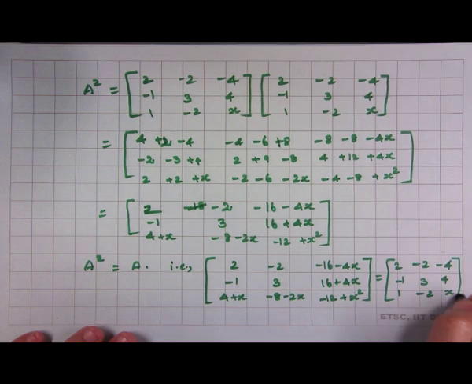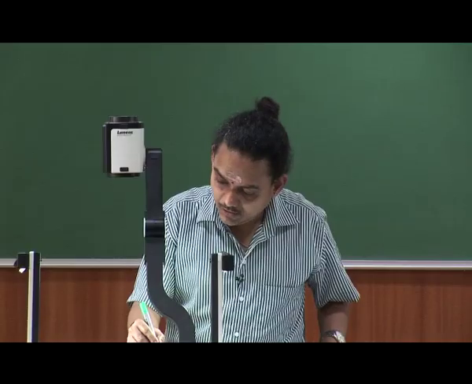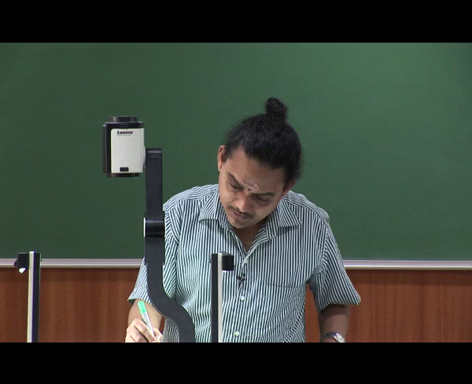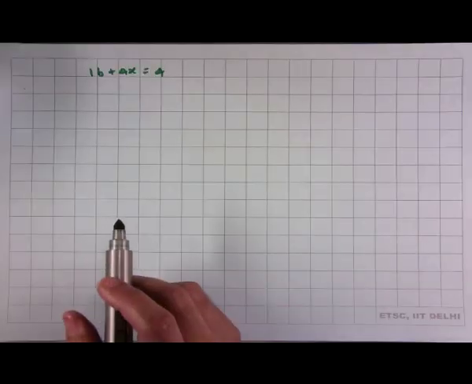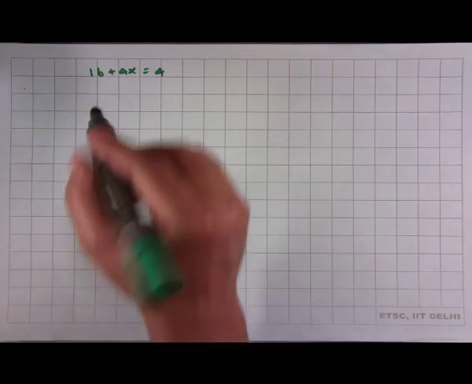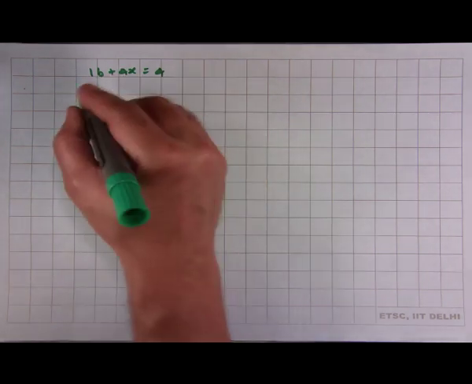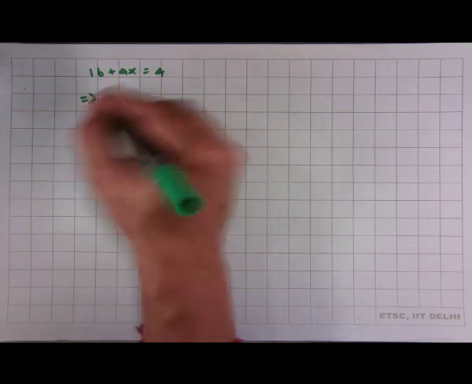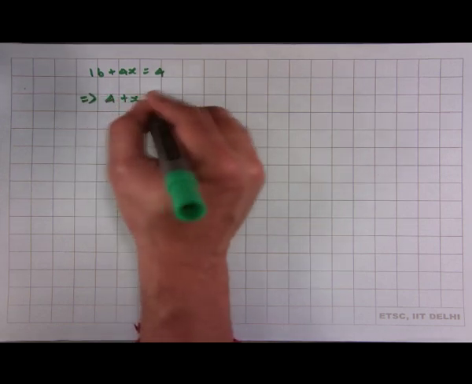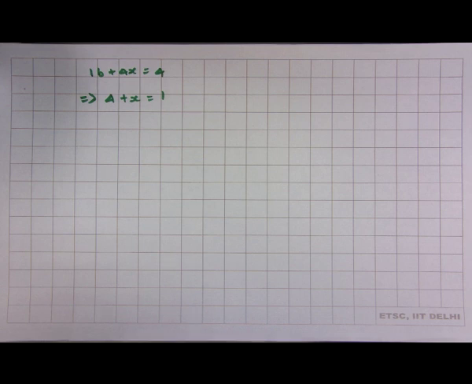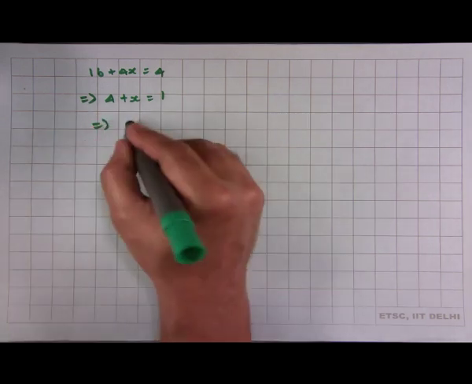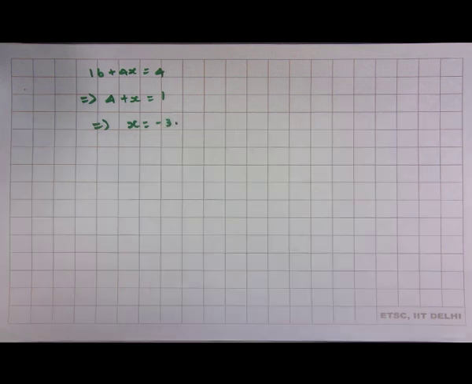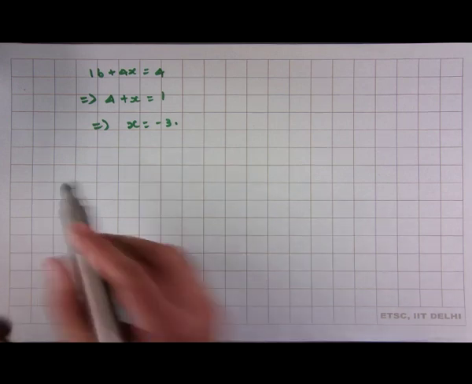Just by comparing, what we obtain is that 16 plus 4x should be 4, or equivalently 4 plus x. When you divide this by 4, implies 4 plus x should be 1, right. So, that will give me x equal to minus 3, that is 1 minus 4, which is minus 3. So, let us do the next problem.